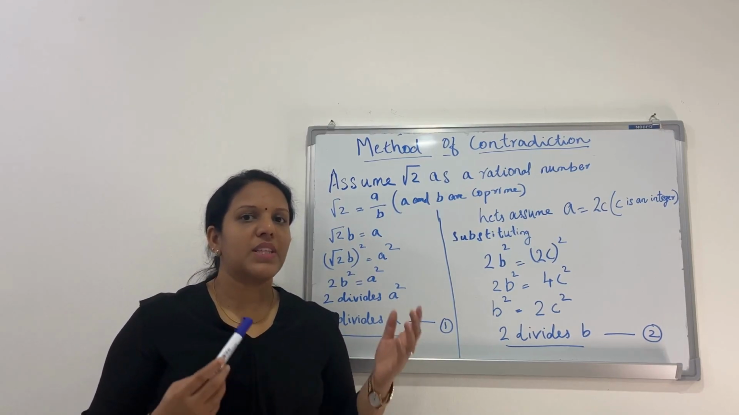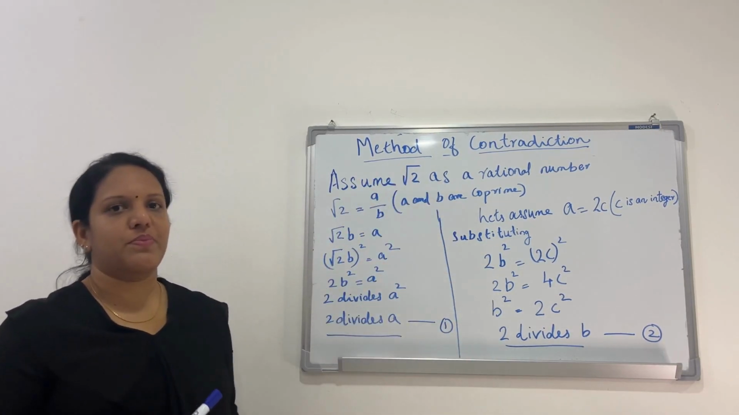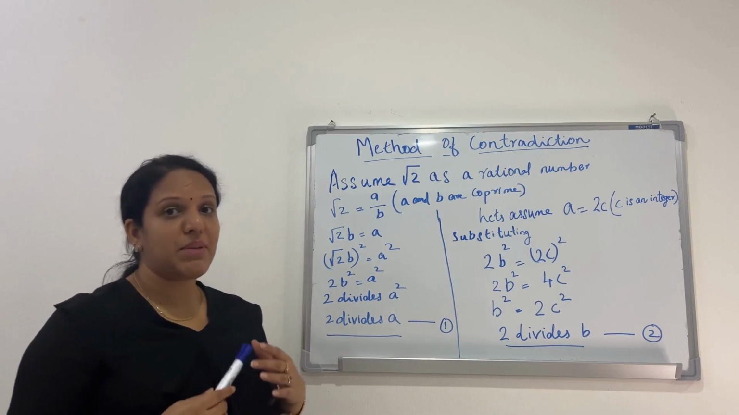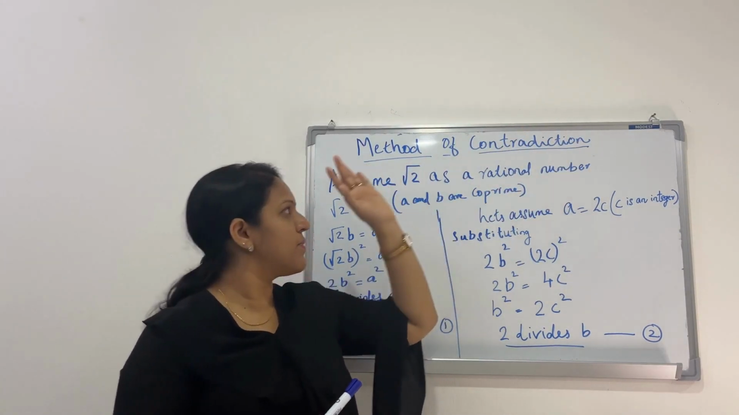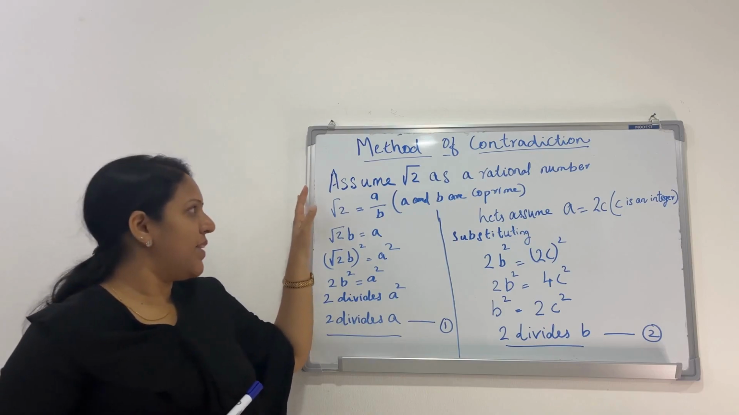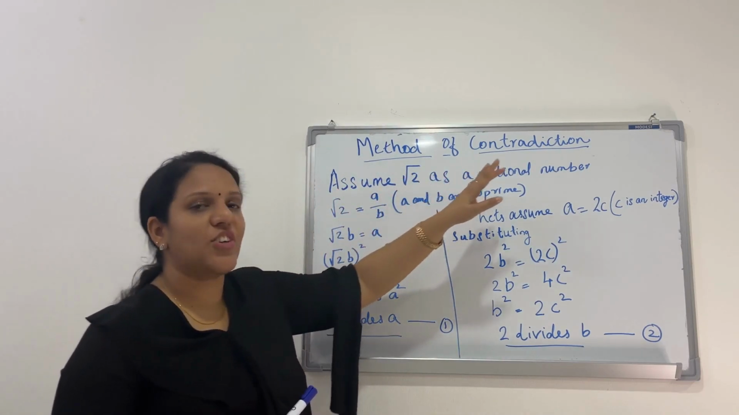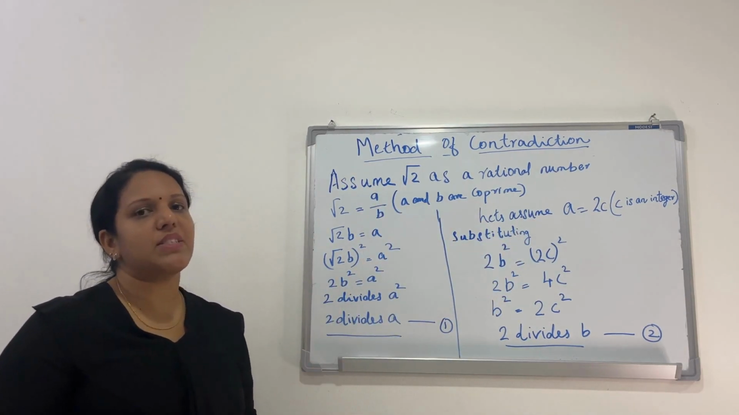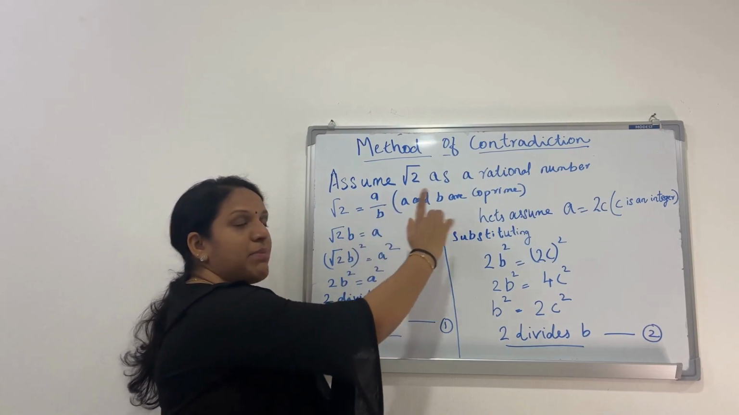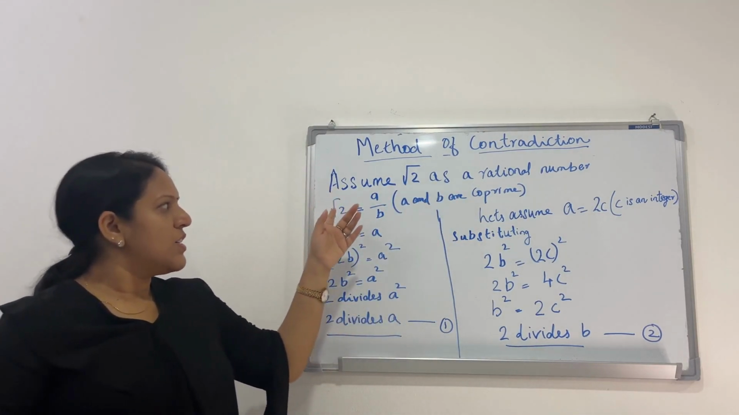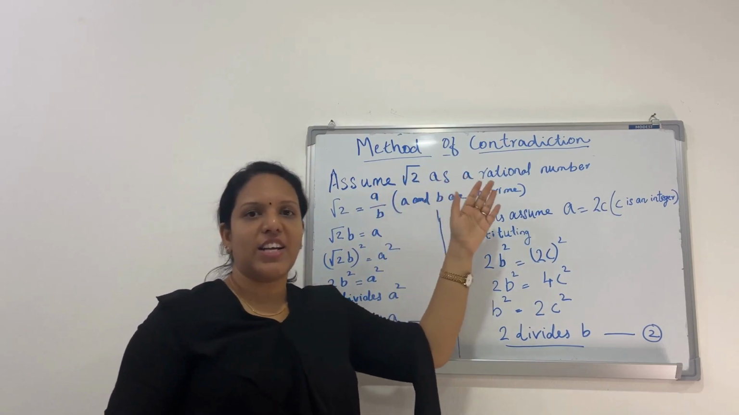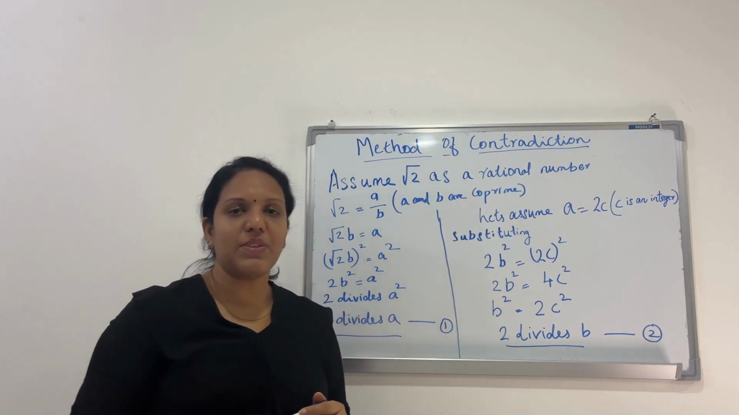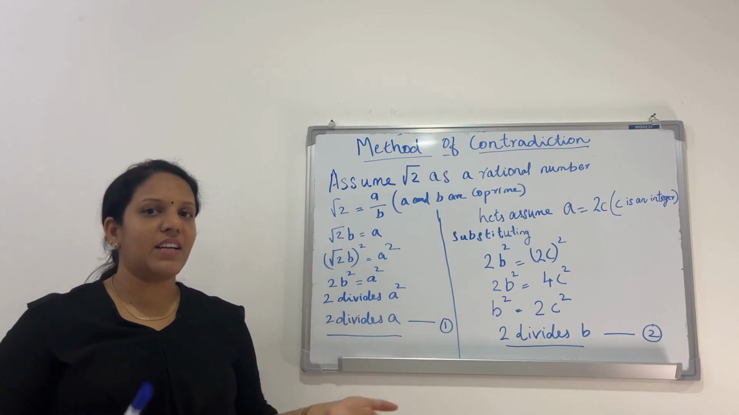Now let's prove the irrationality of square root of 2. To prove the irrationality of square root of 2, we are using a method called method of contradiction. Initially, we will assume square root of 2 as a rational number. What is a rational number? A rational number is a number which can be expressed in the form of a by b, where a and b are co-prime. So we are assuming square root of 2 as a rational number. I hope you know what co-prime are. Co-prime are numbers which have only number 1 as their common factor.